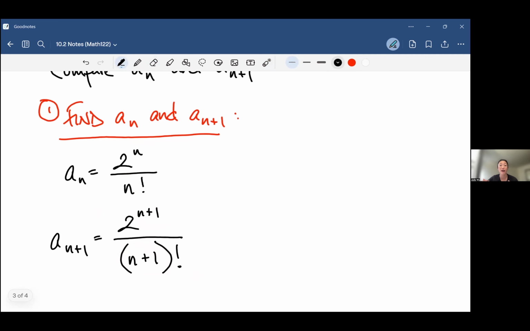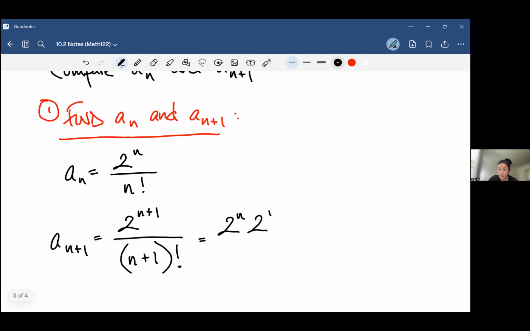I recommend that we simplify or rewrite our a sub n plus 1 first before we go to comparing them. Here's what I mean by this. If you remember back to your exponent properties, 2 to the n plus 1 can be written as 2 to the n times 2 to the 1. These two numerators say the same thing, but you'll see in just a second why I want us to write it this way.